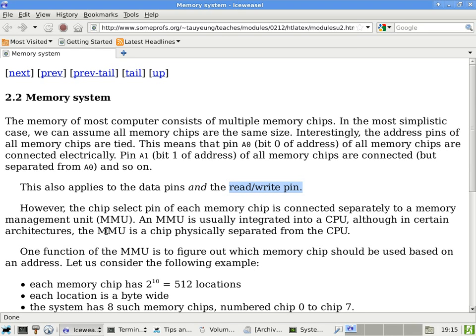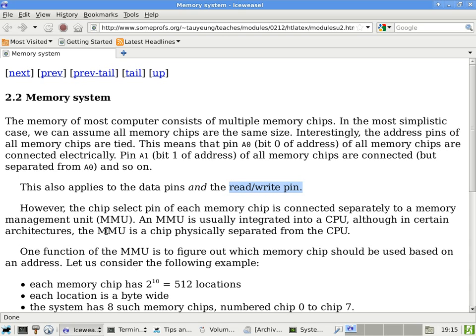Let's make a very simple case where we only have 4 memory chips. Each one has 512 bytes. So we have 512 bytes here, 512 bytes here, 512 bytes here, and 512 bytes here. Together, we have how many bytes? We have 2,048 bytes.